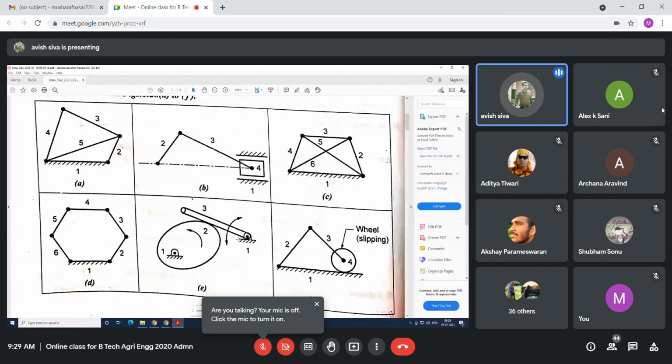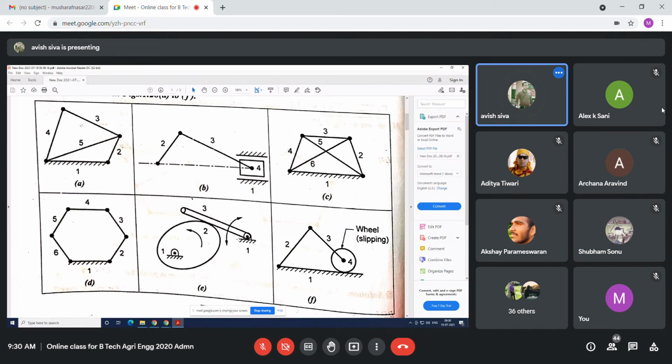Then you consider nut and bolt. There is surface contact. You just consider your simple example. Just consider nut and bolt. There is surface contact. That belongs to lower pair. If surface contact is there, that is your lower pair, and whenever there is point contact or line contact, that is your higher pair.